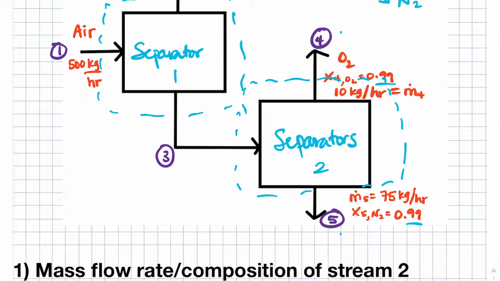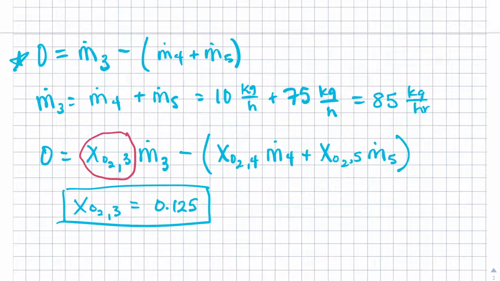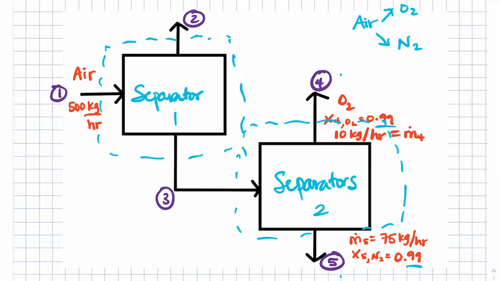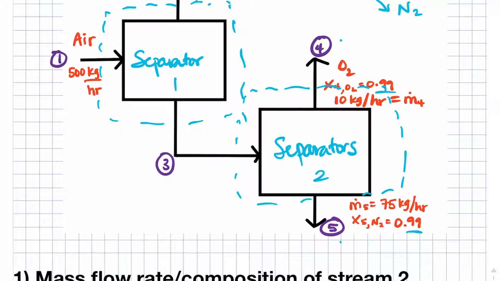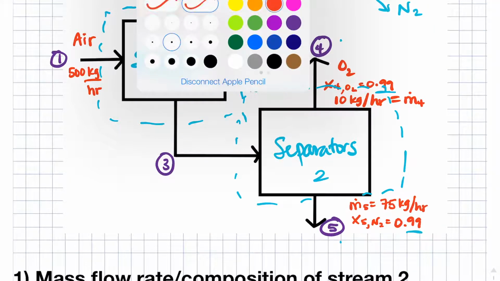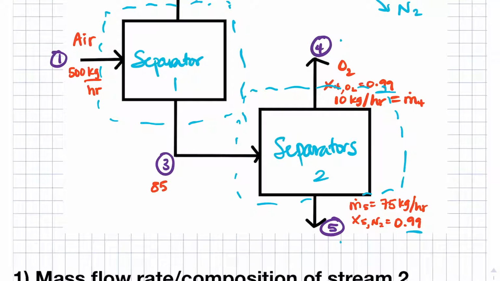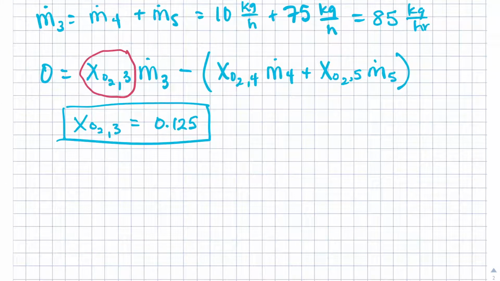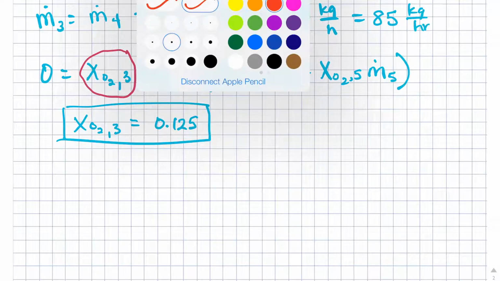So now we know everything about this stream, right? Balance of everything that's in stream 3 is nitrogen, and that means we know everything about stream 3 now. So I'm just going to write this up here in red because we know it now. This is 85 kilograms per hour, and we know that it has a concentration of oxygen of 0.125. So now that we know about streams 1 and 3, we can do a balance around separator 1 to find out about stream 2. So let's go ahead and do that.